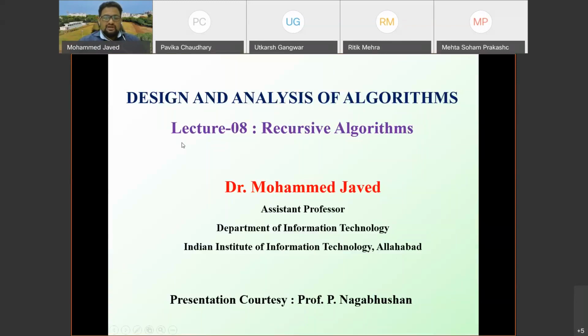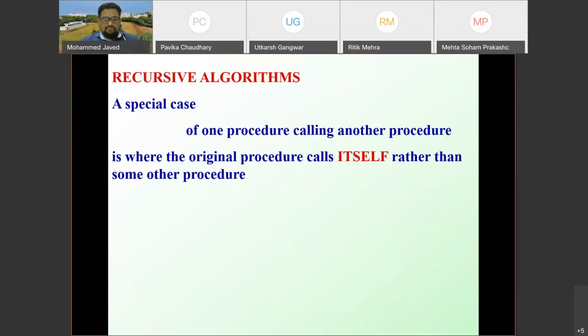Welcome to lecture number 8 on complexity analysis of recursive algorithms. In this lecture, we will see the definition of recursive algorithms and different types of recursive algorithms, and we will see some analysis, the complexity analysis of a few of the recursive algorithms.